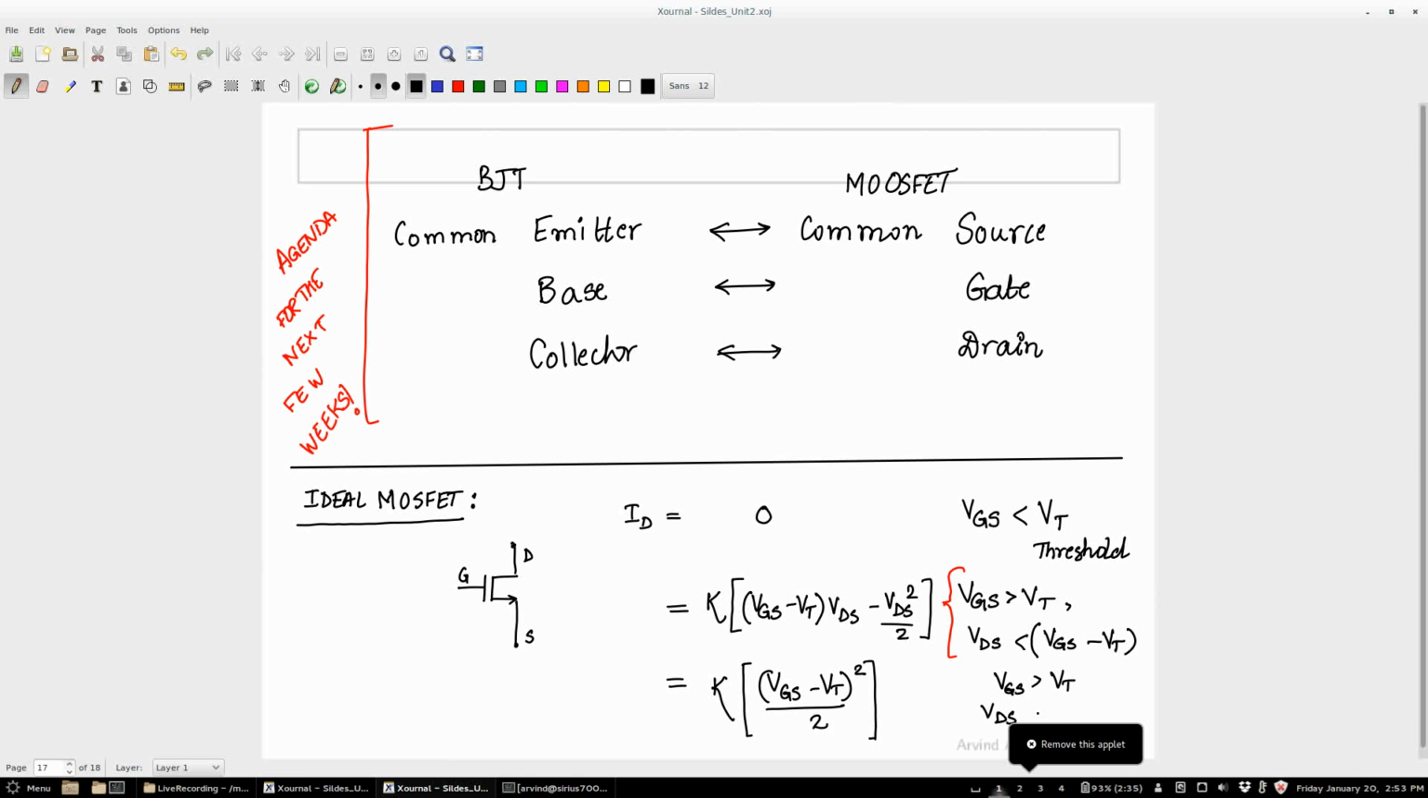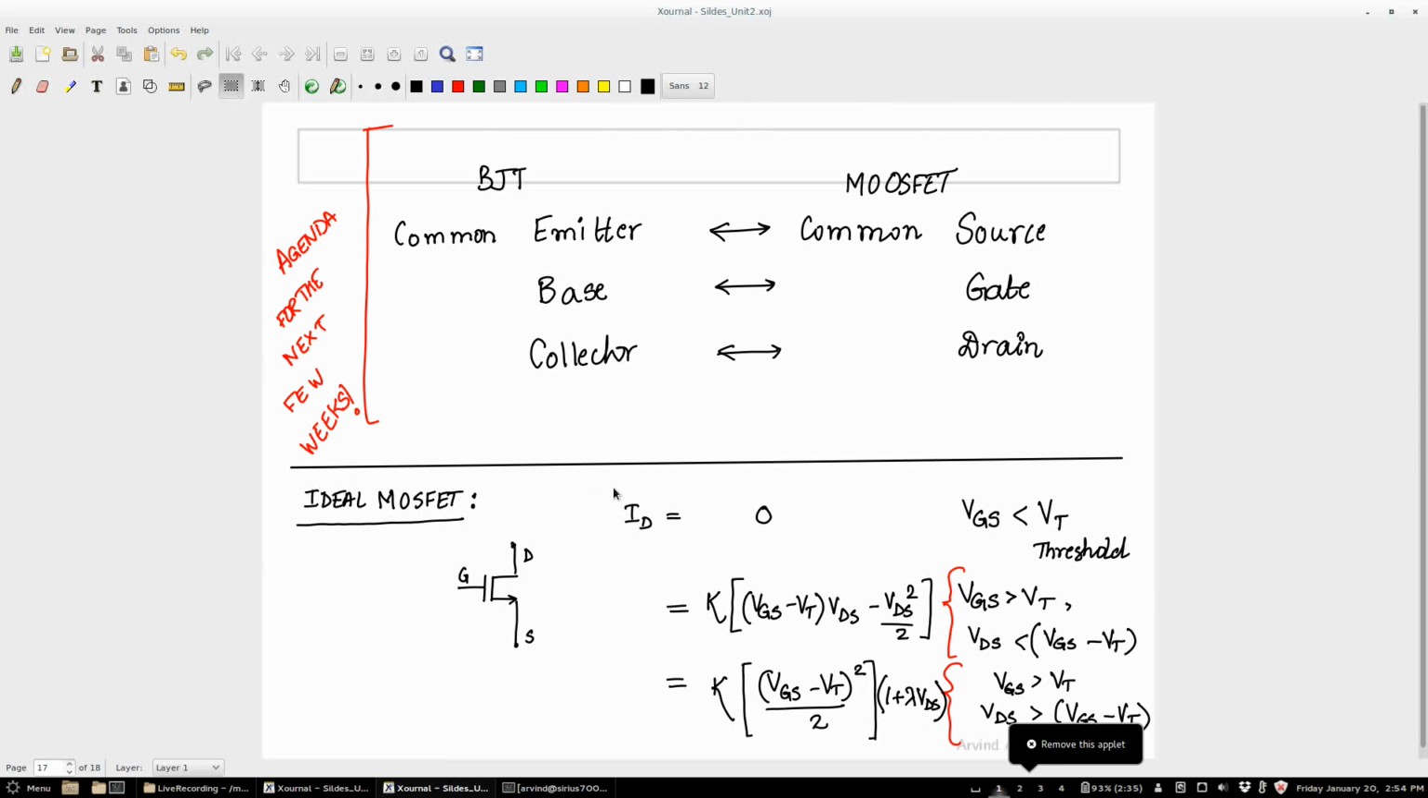Okay, and finally, into VGS minus VT whole squared by 2, when VGS is greater than VT and VDS is greater than VGS minus VT. Correct? Okay.